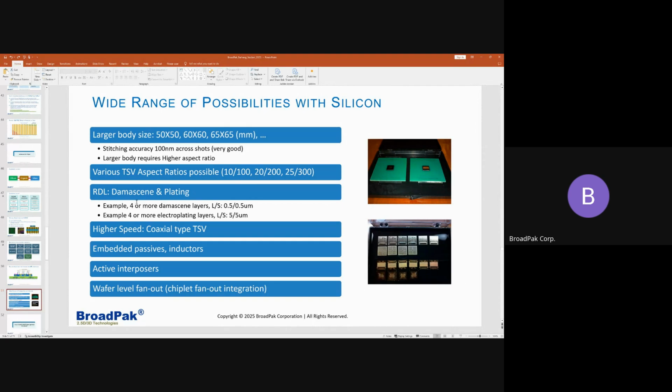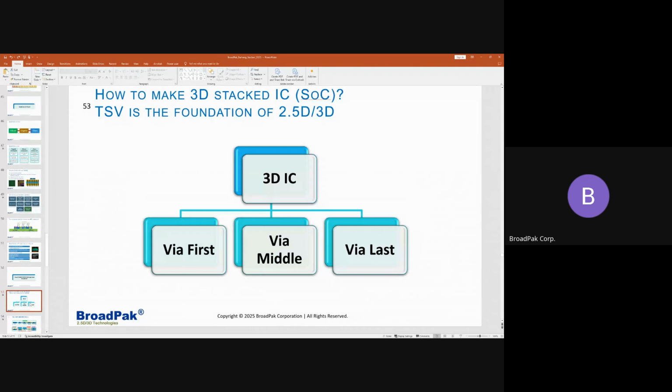In terms of the RDL, we can have both the damascene and the plating. For example, 4 more damascene layers with 0.5 micron line spacings, or we can have 4 more layers with the polyimide type RDL. The through silicon via we can design and manufacture as a coax, so that in terms of the electrical loss, we can mitigate the loss by making it like a coaxial type TSV. We can embed the passive inductor in that. Again, we can have active interposer and the fan out, and we can package the chiplets on that. There's a lot to talk about the manufacturing and all of that.